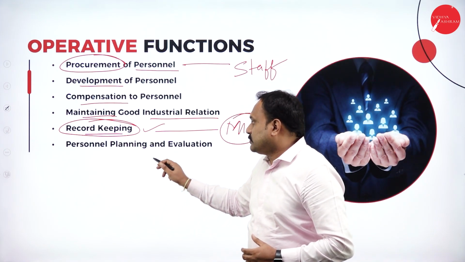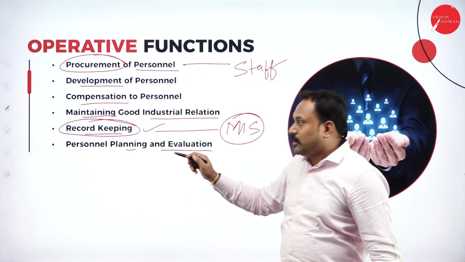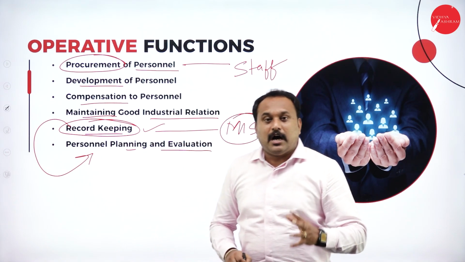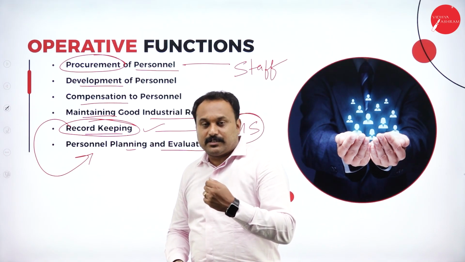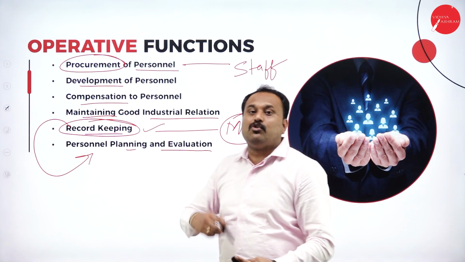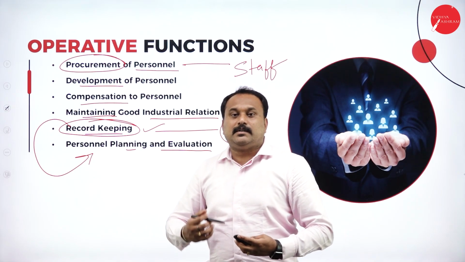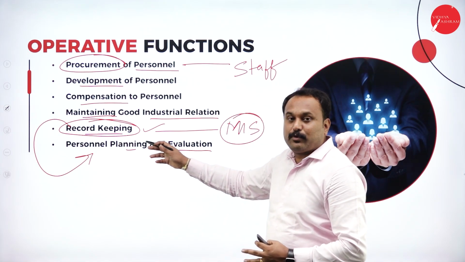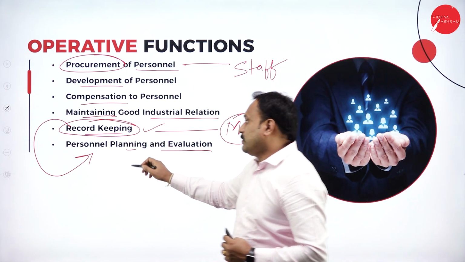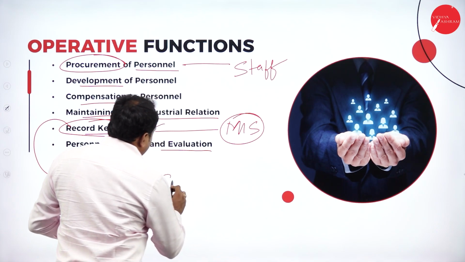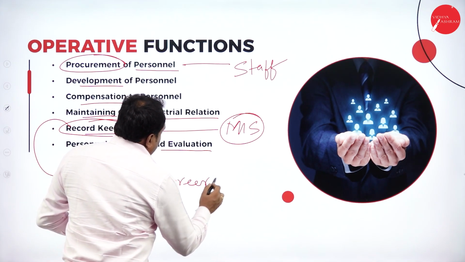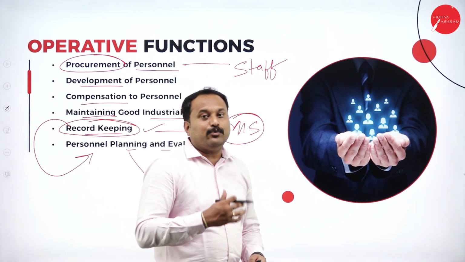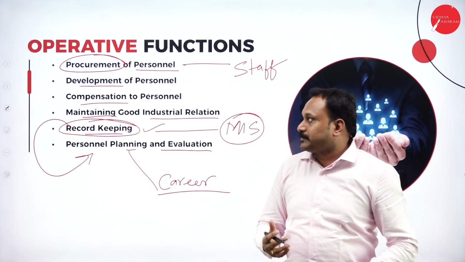And the last one is personnel planning and evaluation. See, because of record keeping, you can actually assess whether the person is really doing well, and whether he is capable of taking more risk, more sales, can he do it? That is why you are supposed to go for proper planning. There is career planning, and evaluating how well that person is doing.